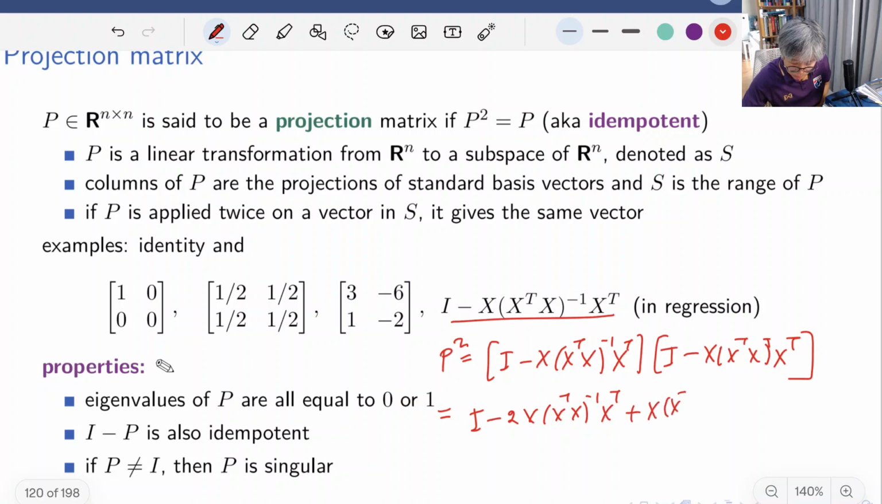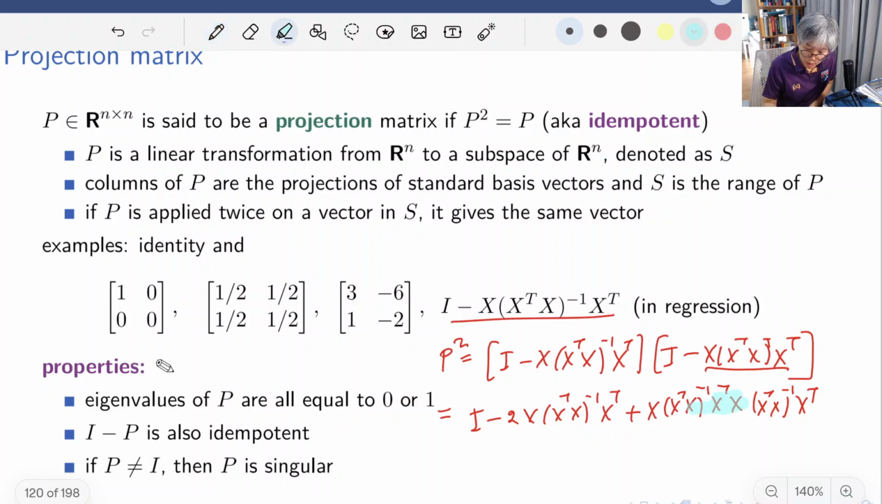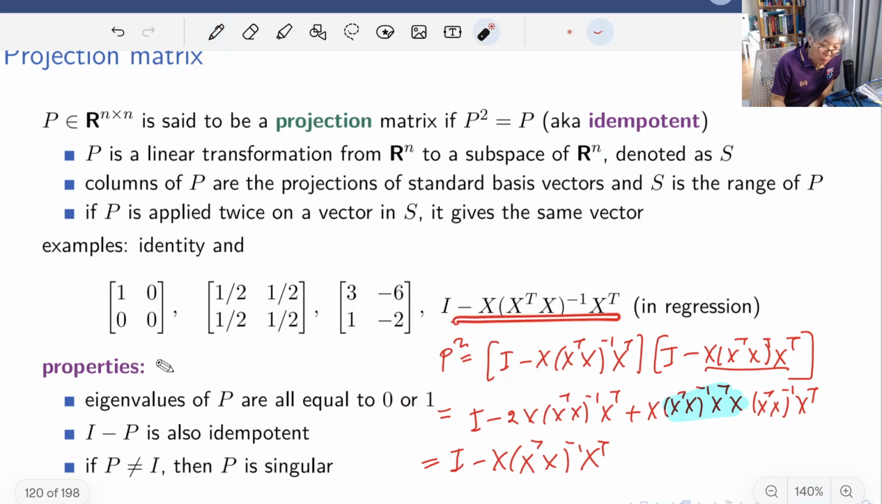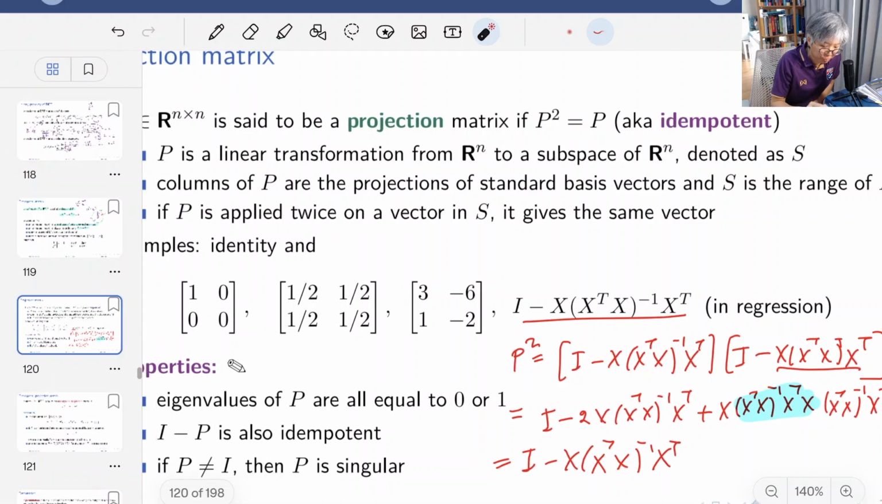Let's explore: the last term is X (X transpose X) inverse X transpose X (X transpose X) inverse X transpose. You're going to see that there's some cancellation, and this is going to be exactly like this term. So at the end, you have I minus X (X transpose X) inverse X transpose. This simply shows by the definition that P squared equals P.